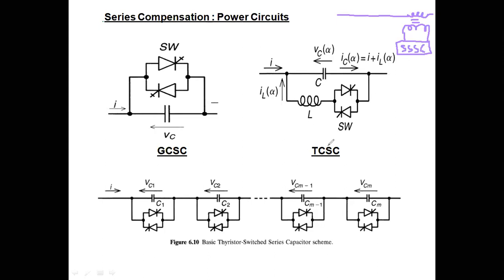Some people may confuse it because here a series capacitor is there, here also, and here also, but this one is a converter. These three are all based on variable impedance type, which means in all three the reactance or impedance varies with the firing angle. But this is the switched converter type. We use a voltage sourced converter, and it is connected in series.